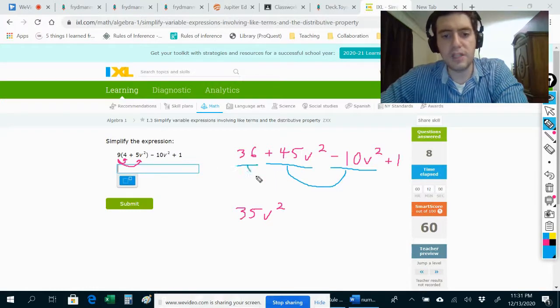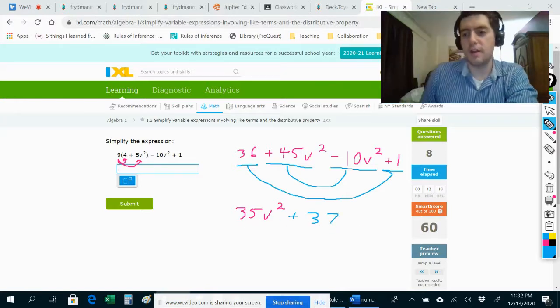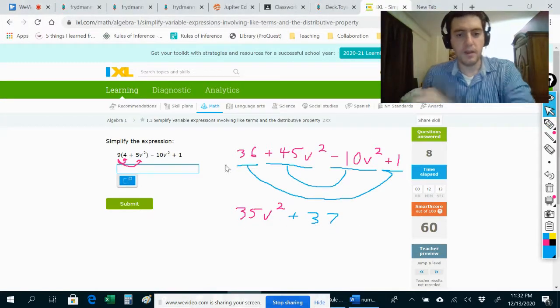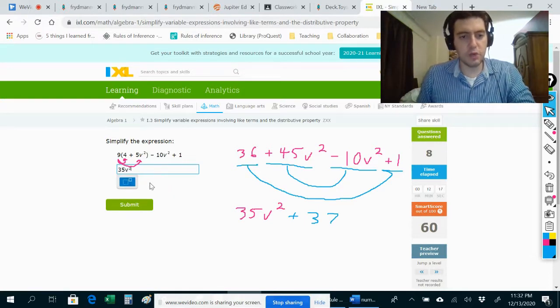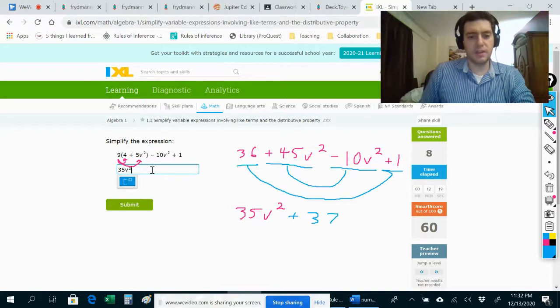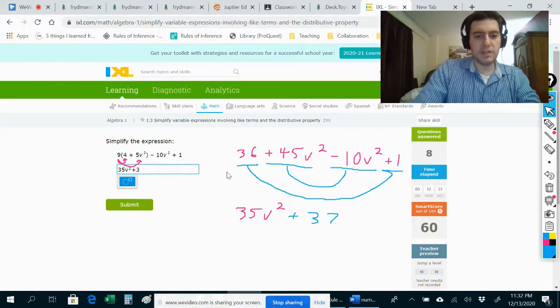And then 36 plus 1. Both of these terms do not have a variable. 36 plus 1 is 37. And that's positive 37, so plus 37. I did it in a different color again, but again, that's okay. 35v, click this button, type in a 2, then click again inside the box, plus 37.